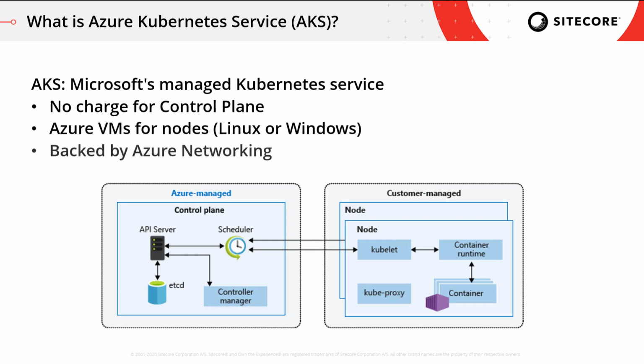So the last thing to discuss before we look at how this is applied to Sitecore is Azure Kubernetes Service, or AKS. This is Microsoft's managed Kubernetes service. They provide the control plane for you at no cost, and you only pay for the actual nodes themselves. And this is what we're going to be using for all our examples in the rest of this session.